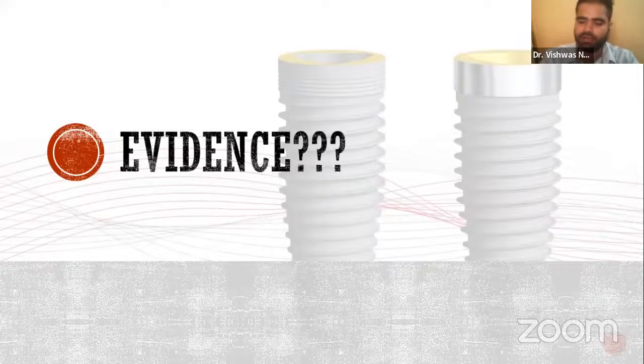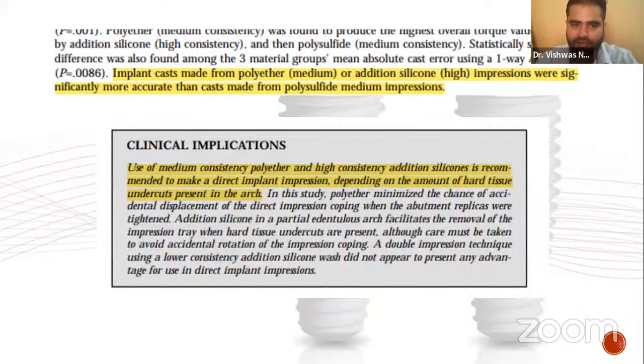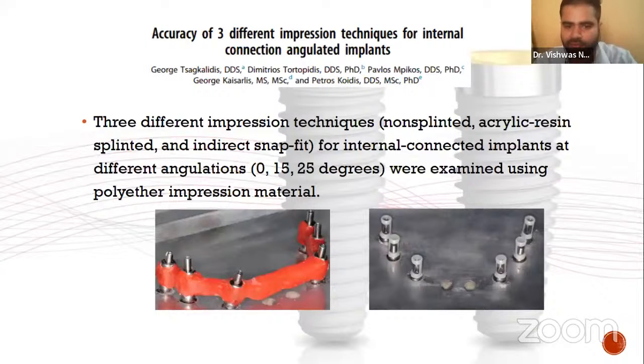Since we are living in an era where evidence-based dentistry is practiced everywhere, we must know some evidence which supports which impression material or technique to use. So the first question is which material to use. In 2000, an in vitro study was done to compare and evaluate the accuracy of implant impressions made with different materials. They used polyether, addition silicone, condensation silicone, and polysulfides. They finally concluded that medium consistency polyether and high consistency addition silicone are recommended rather than polysulfide and condensation silicones. Now, the other question is whether to go for splinting or not.